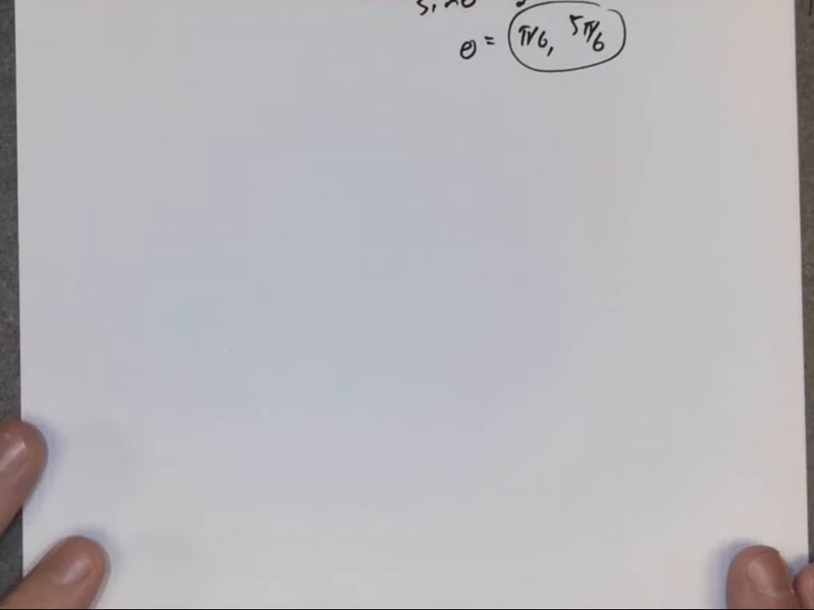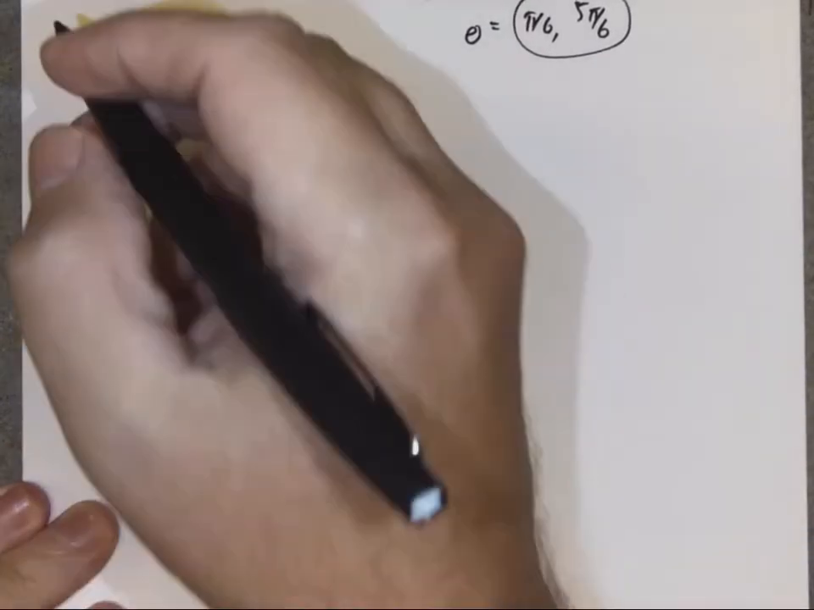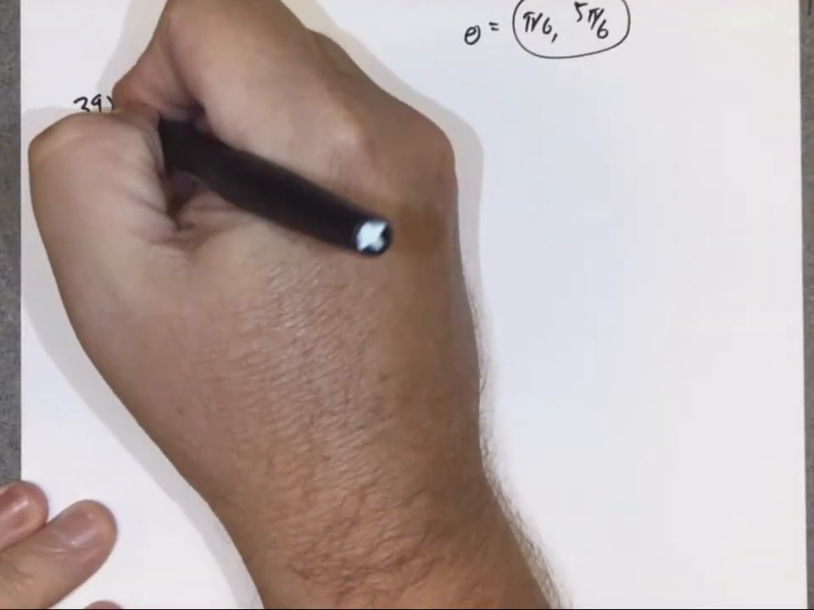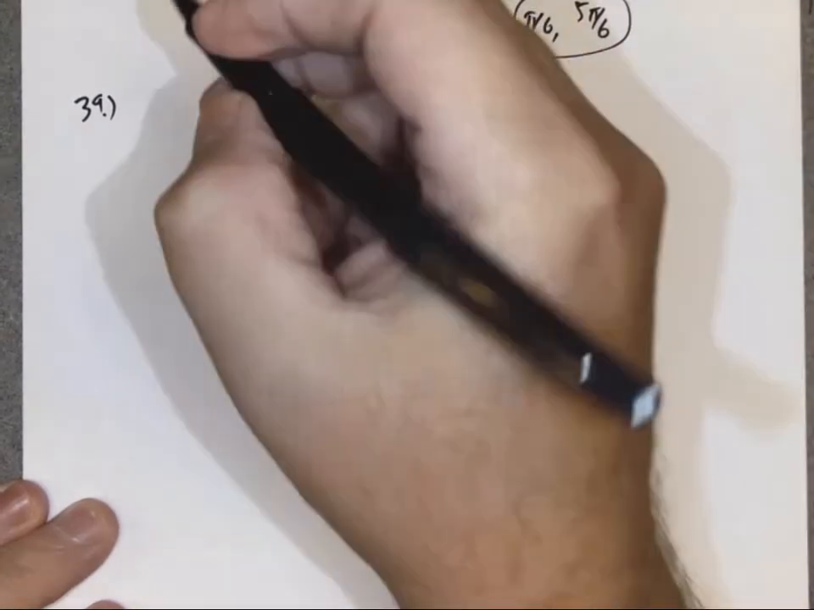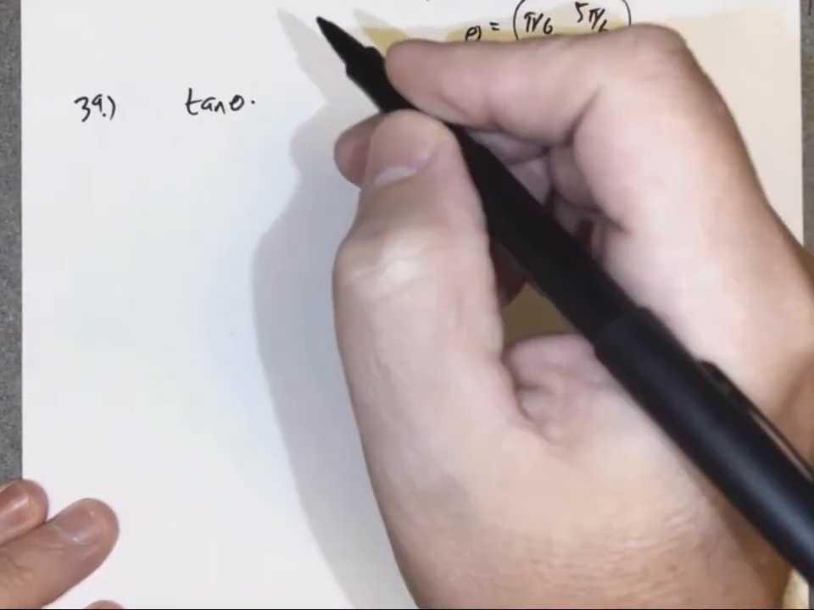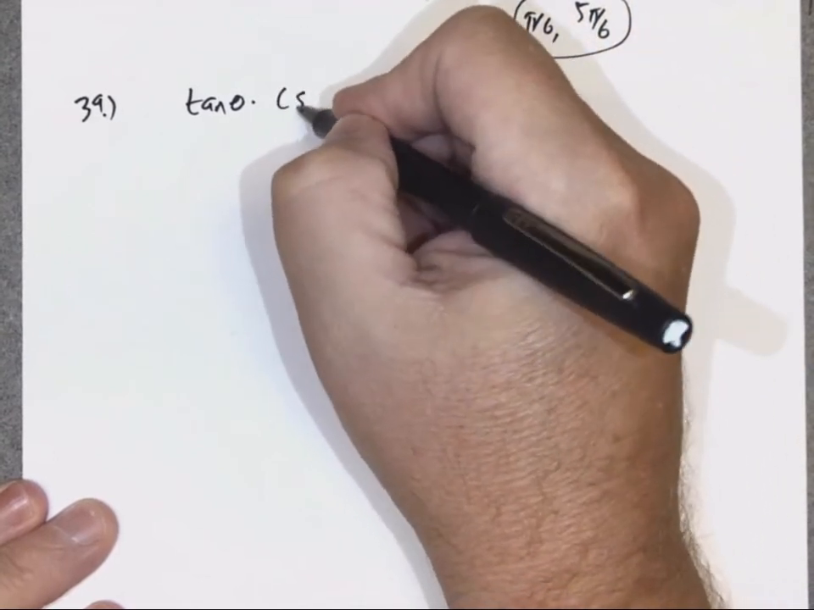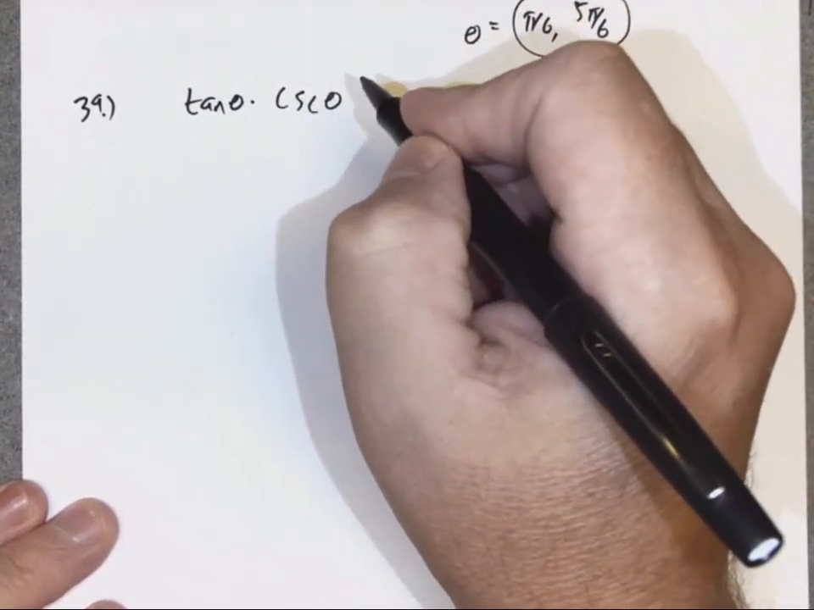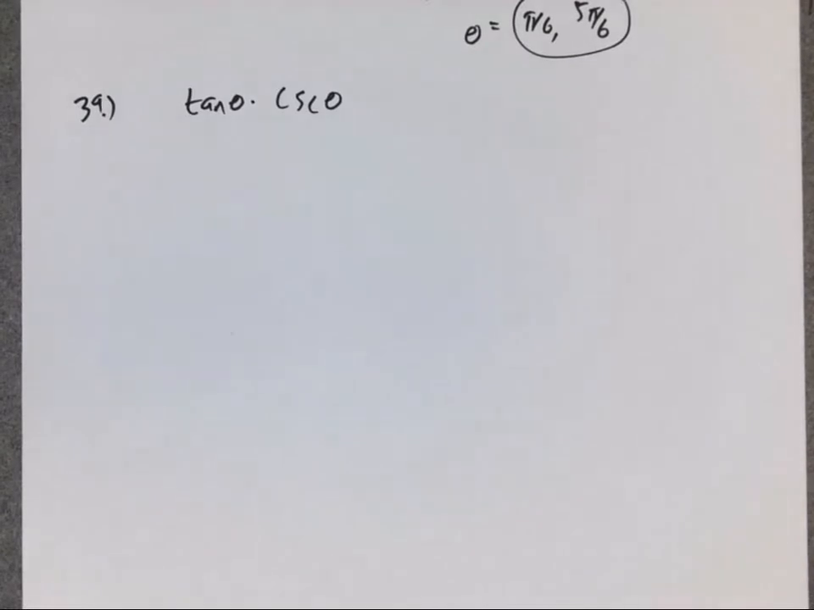39 is one problem dealing with what we call trig identities. And they say rewrite tangent of theta times cosecant of theta in terms of sine and cosine. So basically we want to change everything to sine and cosine, which is what I do anyways normally.